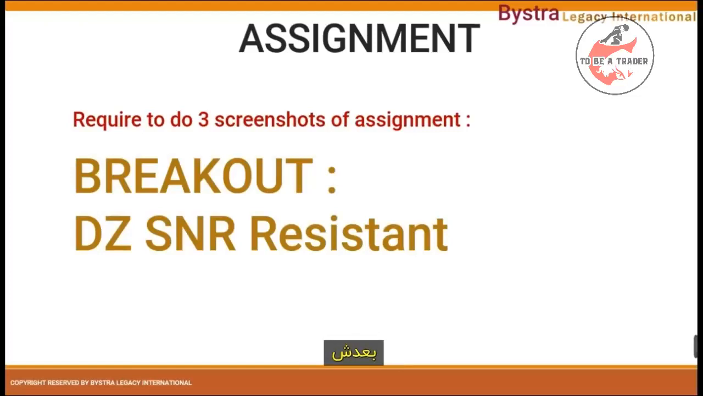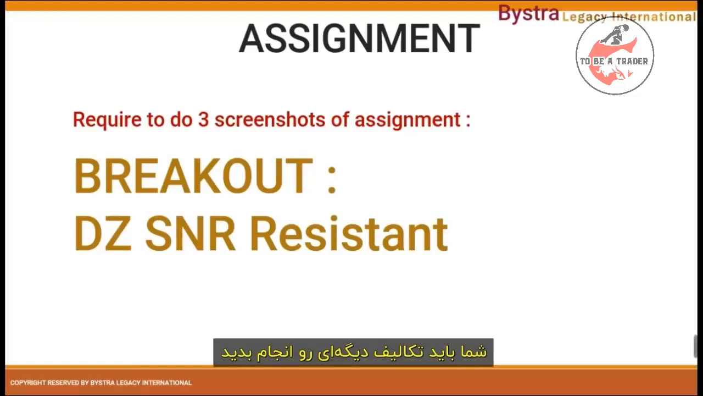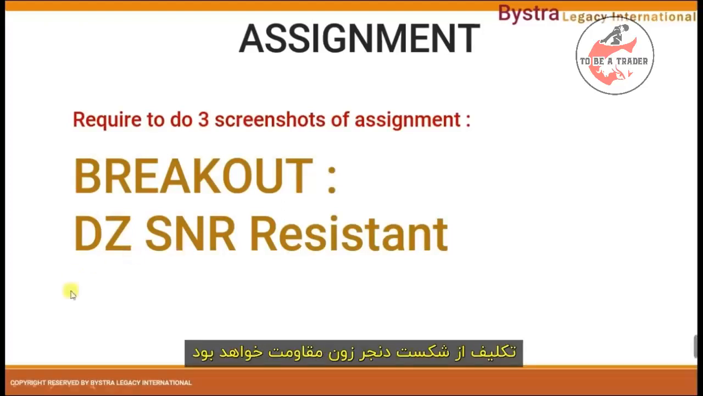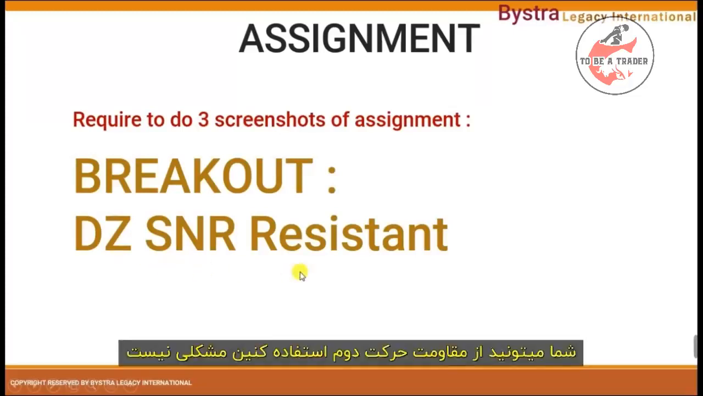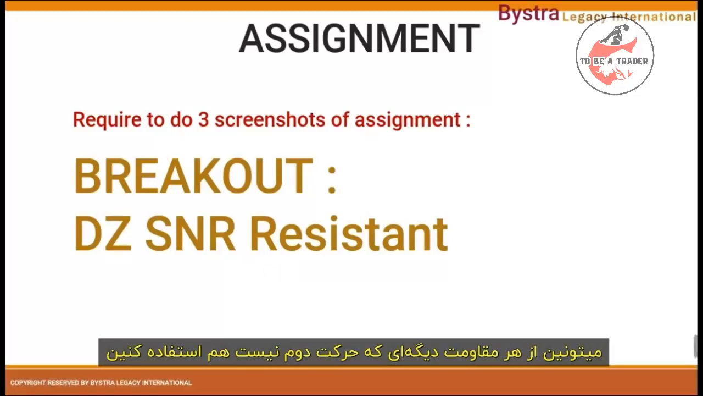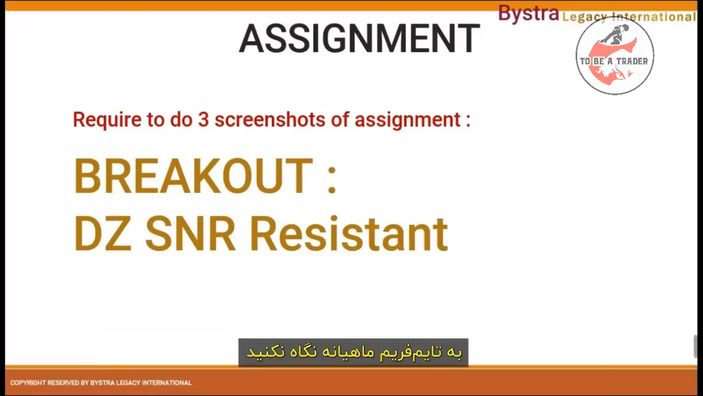Next, guys, you need to do another assignment. This time it's the same as well. Assignment 3 will be the breakout of the danger zone SNR resistance. You can use the second movement resistance, or any other resistance that is not the second movement, as long as it is the danger zone SNR on the daily and weekly time frame. Don't look for monthly. Look for weekly and daily, but daily occurs very often.